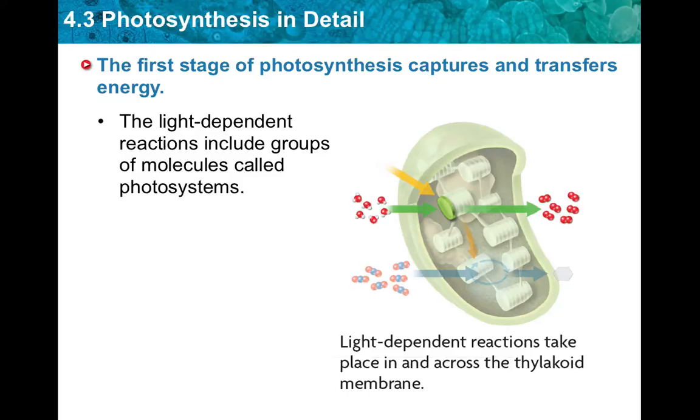The light-dependent reaction includes groups of molecules called photosystems. A photosystem is a series of light-absorbing pigments and proteins that captures and transfers energy in the thylakoid membrane. There are two types of photosystem, photosystem 1 and photosystem 2.